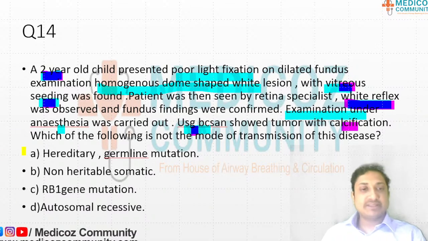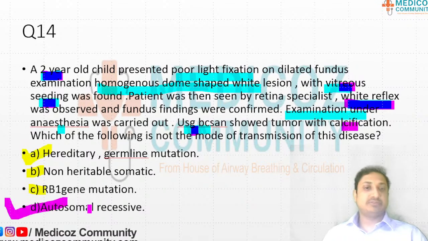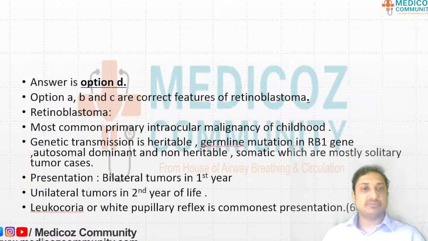See, retinoblastoma is hereditary. It is a germline mutation. So this is right. This is not the answer. Non-heritable, yes, it is non-heritable. It is RB1 gene mutation. Yes, Knudson's hypothesis tells us that it is a defect in the RB1 gene. So what is the answer here? Answer is autosomal recessive. It is not transmitted as autosomal recessive.